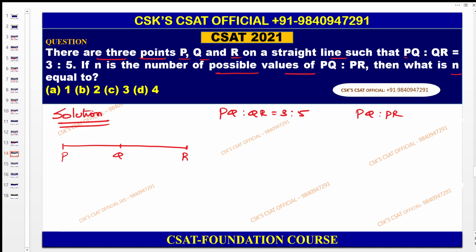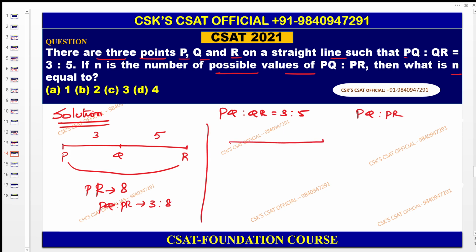We have to check whether we can find PQ to PR. First thing, PQ here is 3, then QR here is 5. We can find out PR. So PR is equal to 8. Then therefore PQ to PR is equal to 3:8. One we can find.